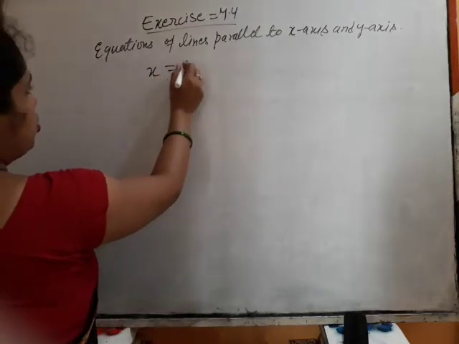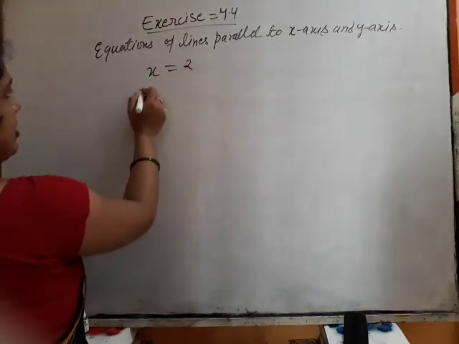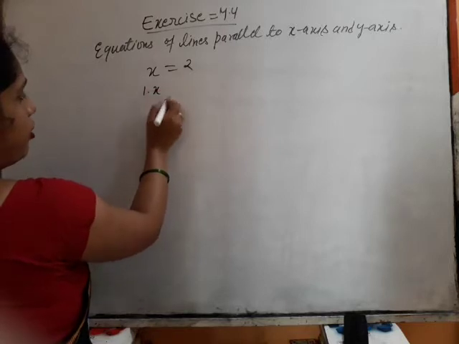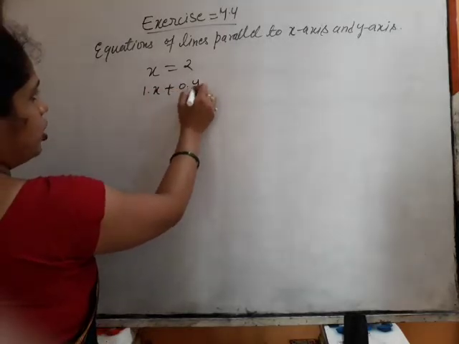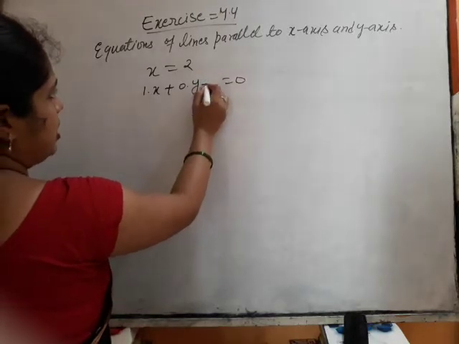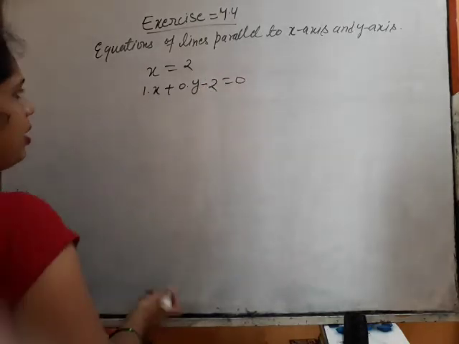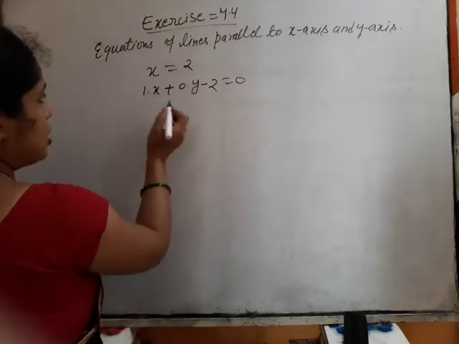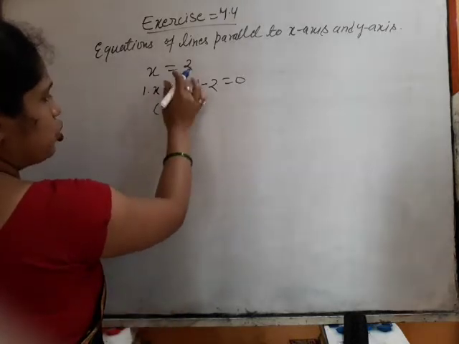x equals 2, and let us write it in the standard form: 1 into x plus 0 into y plus c equals 0. In place of c, -2 will be there. So as I told, the solution will be x equals 2 always.